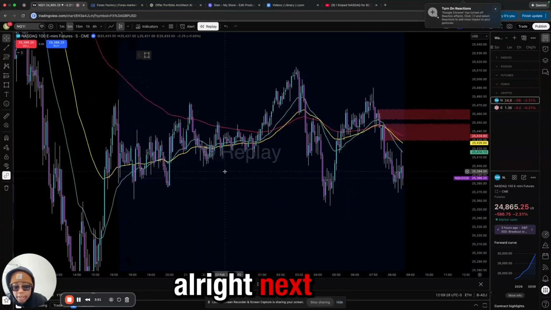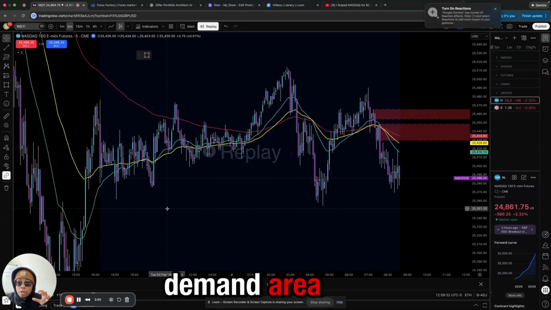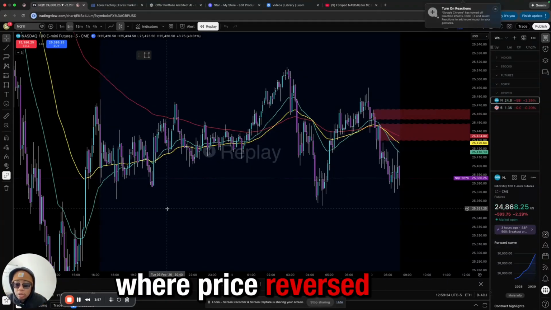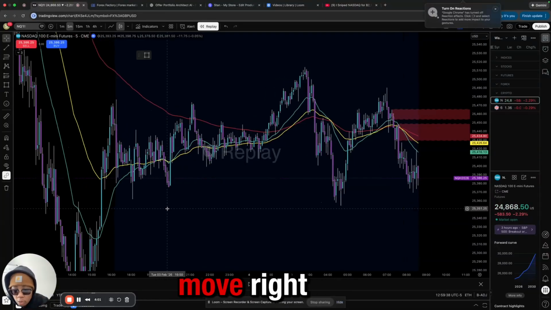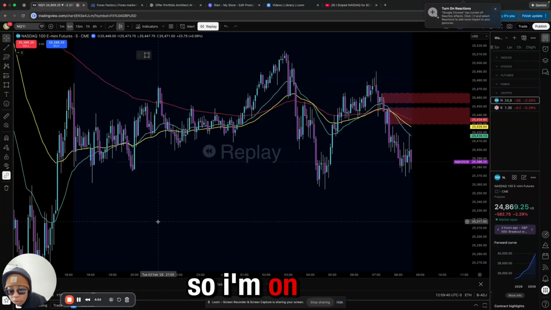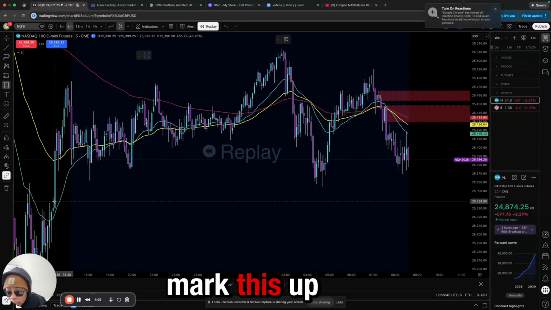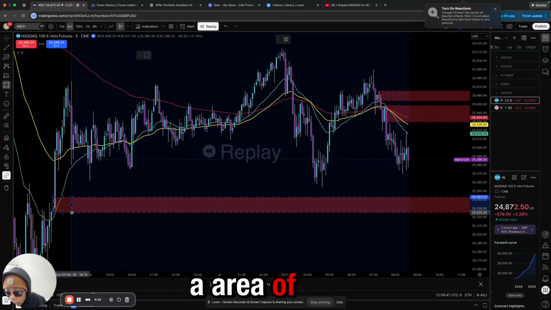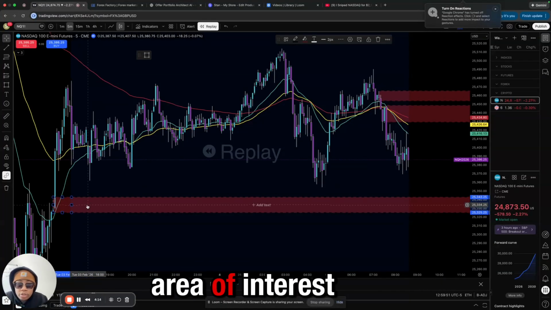All right. Next, what I'm going to do is I'm going to find a demand area where price reversed, or where price did a good impulsive move, right? So I'm on the 5, right? And I see this demand area. So I'm going to mark this up because this is an area of interest. All right. You see how I did a big push up? This is an area of interest.